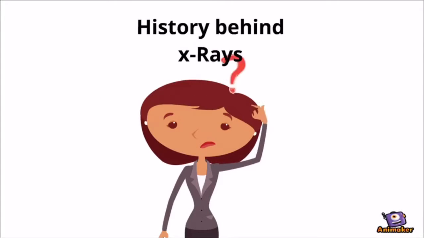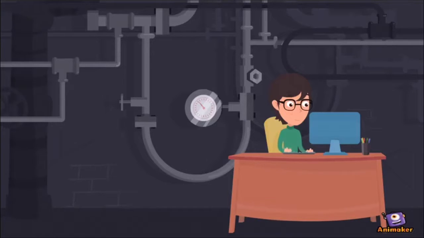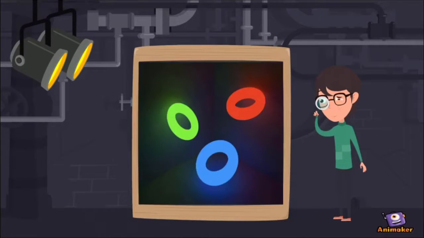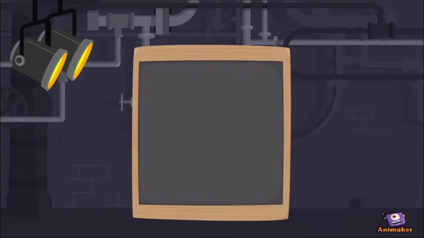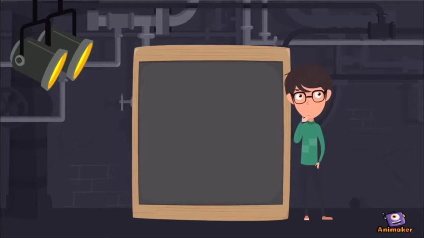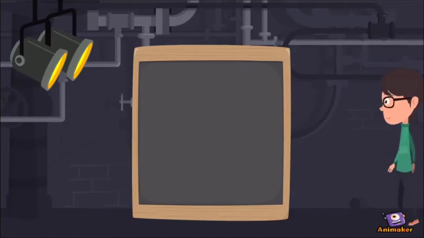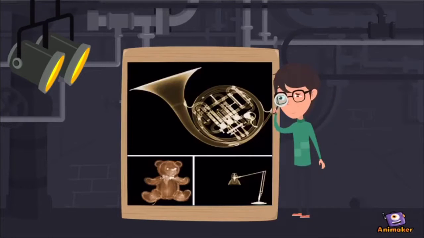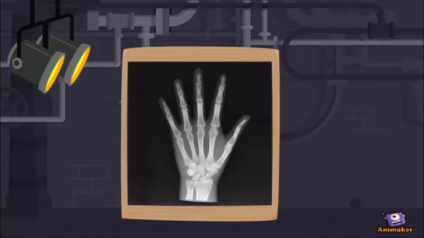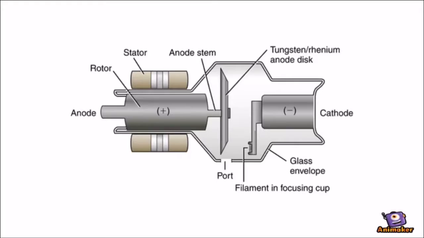So what is the history behind X-rays? X-rays were invented by physicist Wilhelm Röntgen. Like most inventions, it was invented by accident. Wilhelm was experimenting with electron beams in a gas discharge tube when his fluorescent screen started to glow, even though it was surrounded by black cardboard, which should have blocked radiation. So he decided to put several objects in front of the screen, and he eventually put his hand in front of it and saw a silhouette of his bones on the screen.